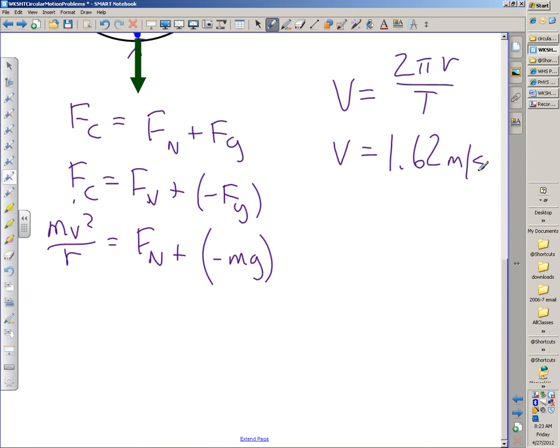Now that we've got that, we know everything else in this equation that we need to figure out what F of N is. So solve for F of N.